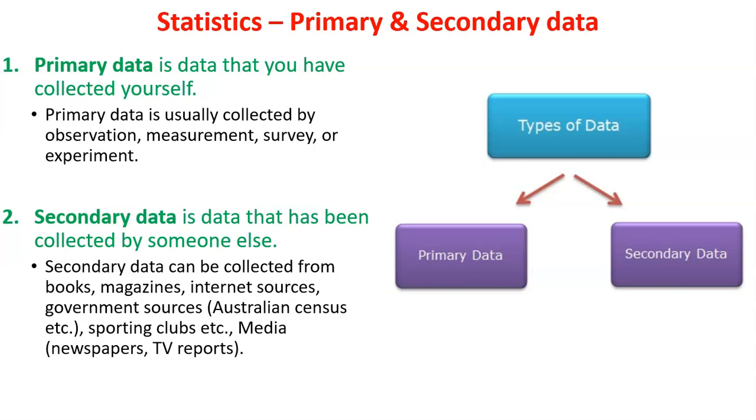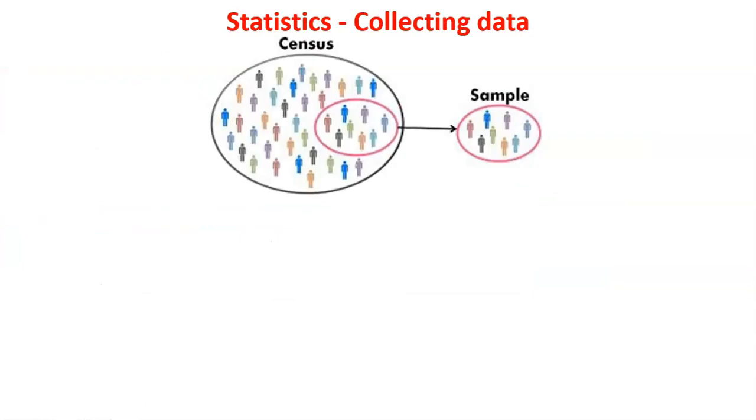I'm going to give you this as a handout as well, so you don't need to copy it. And probably only this section here is what you might want to copy, and just say that primary data is collected by yourself and secondary data is collected by others. I'm going to move on.